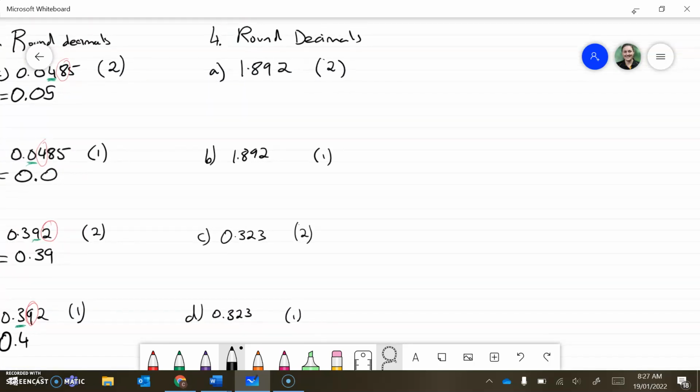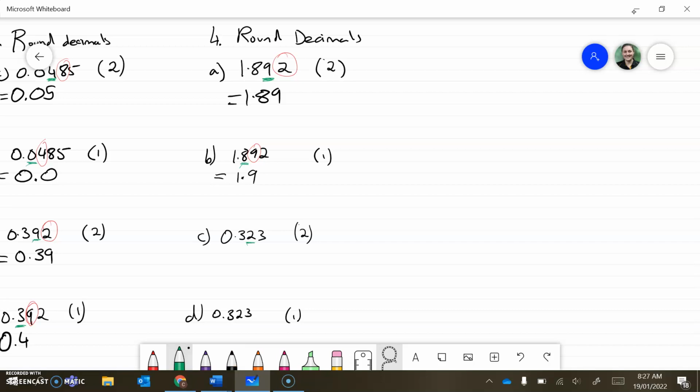Okay, in example 4, again, we're rounding our decimals. So our second decimal place here is 9. That means that we're going to be looking at the 2. Therefore, it is 1.89. Our first decimal place is 8. 1 value to the right is the 9. That is going to cause us to go up, so it's going to be 1.9.